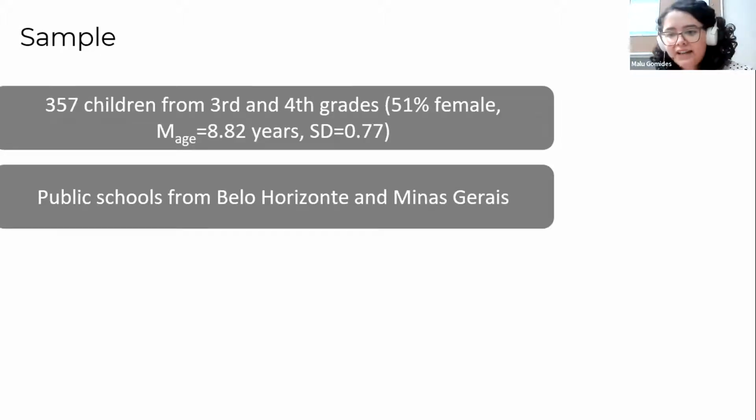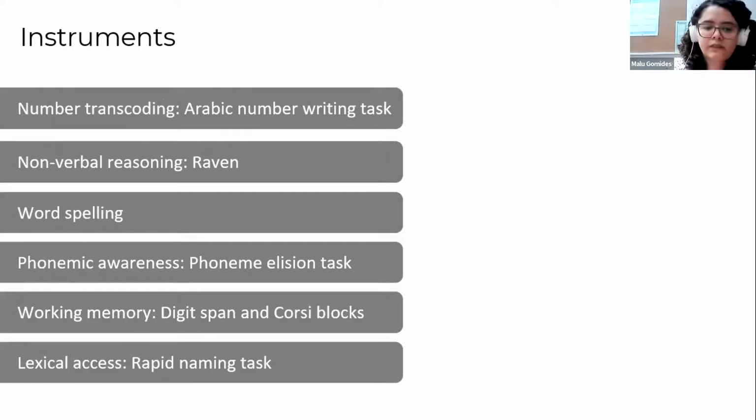In order to do that, we assessed 357 children with an average age of 8.82 years old from 2 different cities in Brazil. We measured their nonverbal reasoning and word spelling, which were used as control variables in the regression models. But we also assessed phonemic awareness, phonological and visual-spatial working memory, and lexical access.